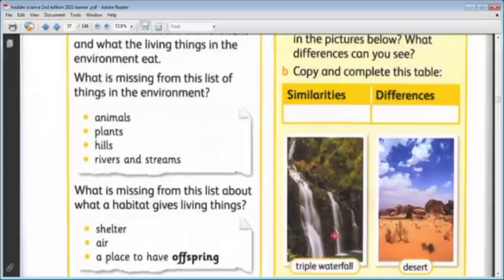In the waterfall environment, we can find other types of animals. So each environment has its own conditions and its own types of living things that can live inside it. There are different living things that can live in this environment, and living things different from those can live in the desert environment. Okay?